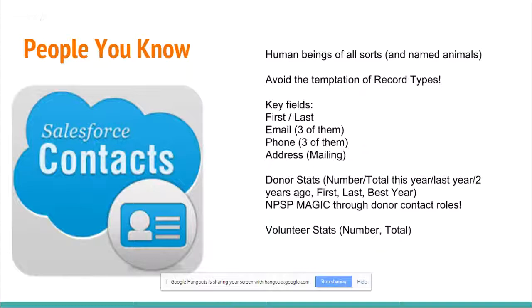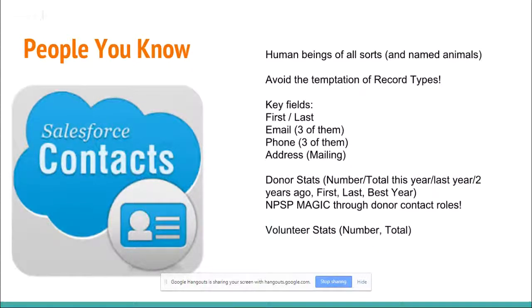Because we're interested in tracking donors and volunteers, people have statistics: how much they gave last year, 2 years ago, this year, in total, how many times they have volunteered, how many hours they have volunteered completely from the beginning. So you get all of those things being summarized on the contact by the nonprofit Success Pack every night. You don't have to do any of that work to have that, but it gets updated each night to keep the workload reasonable.